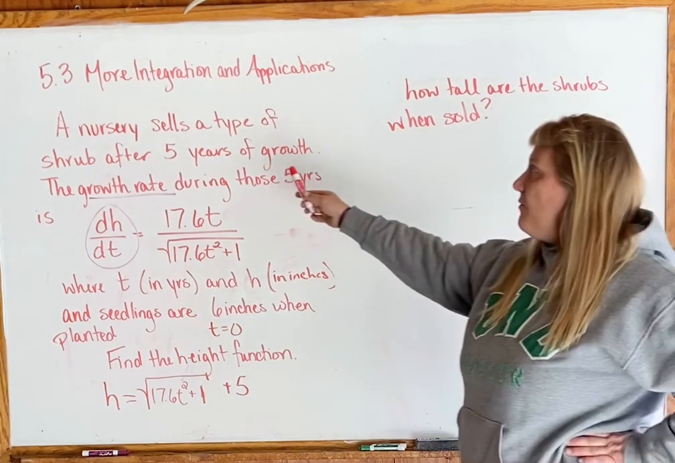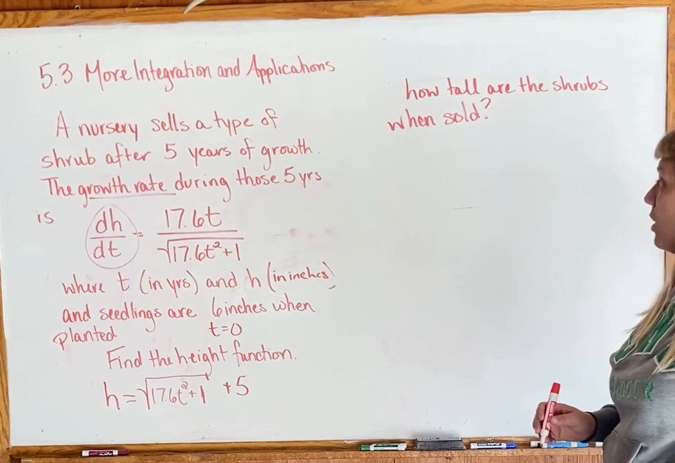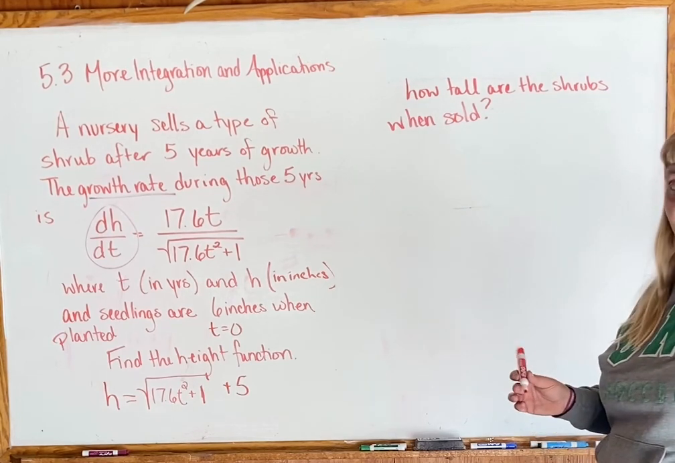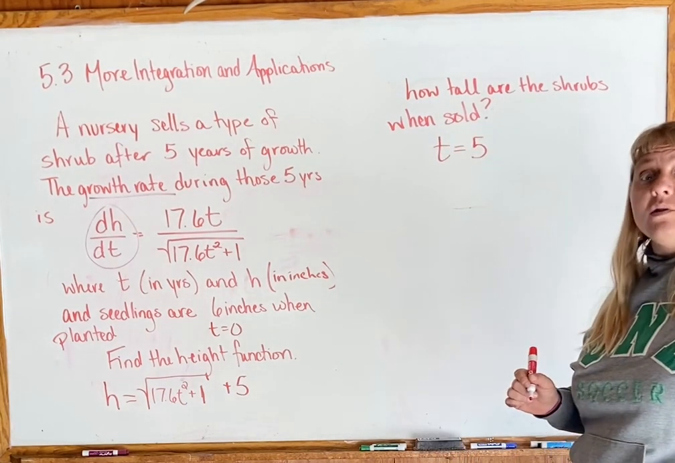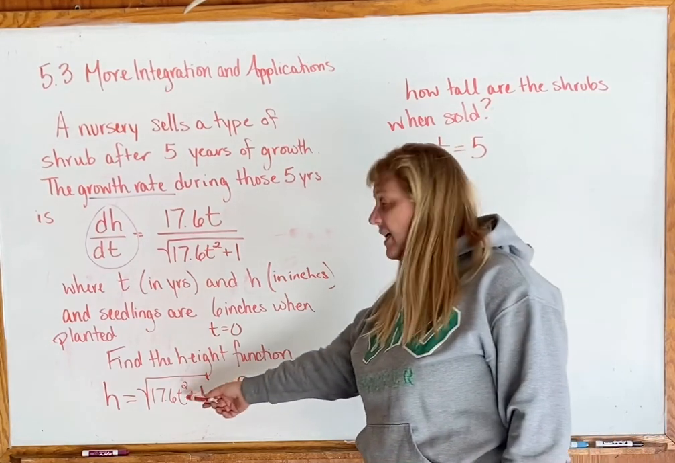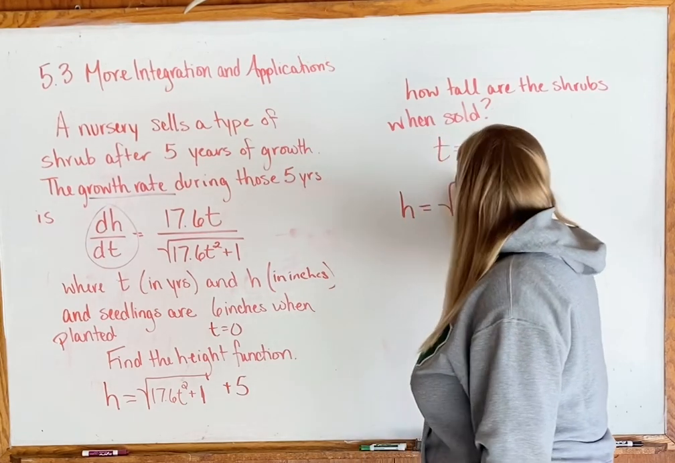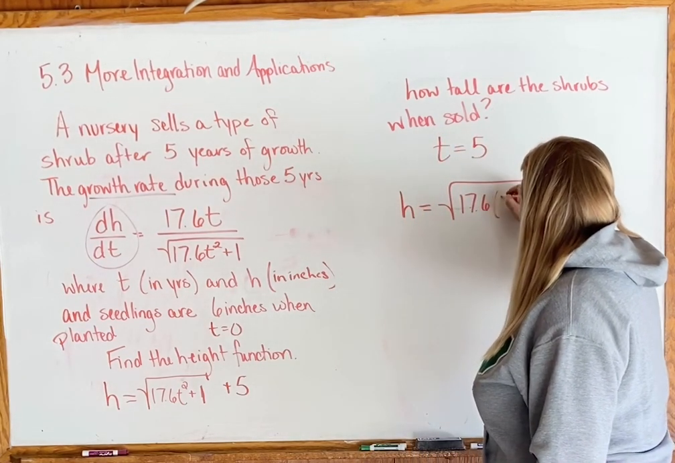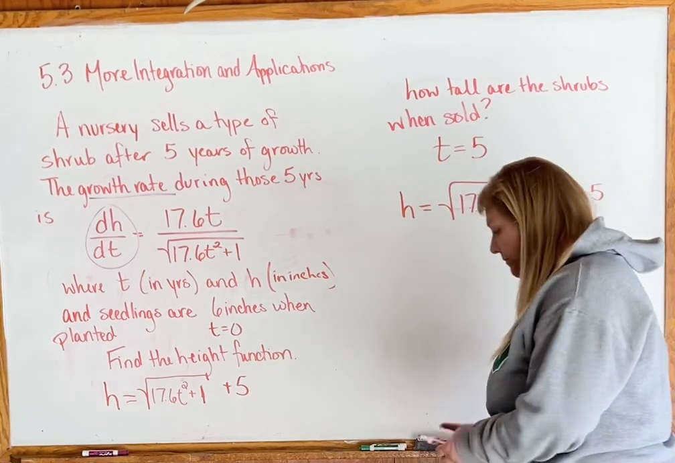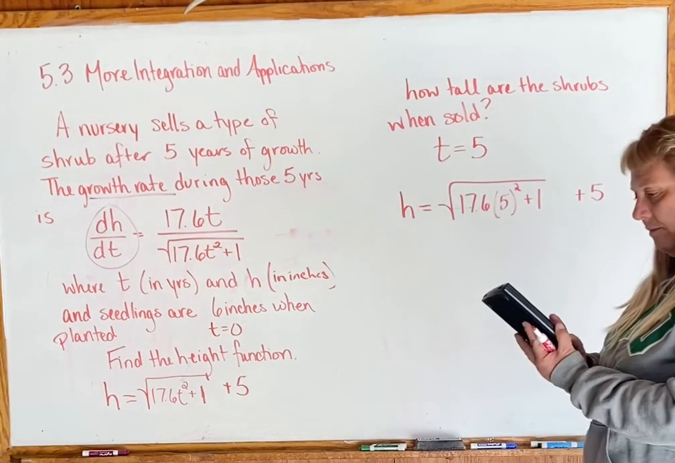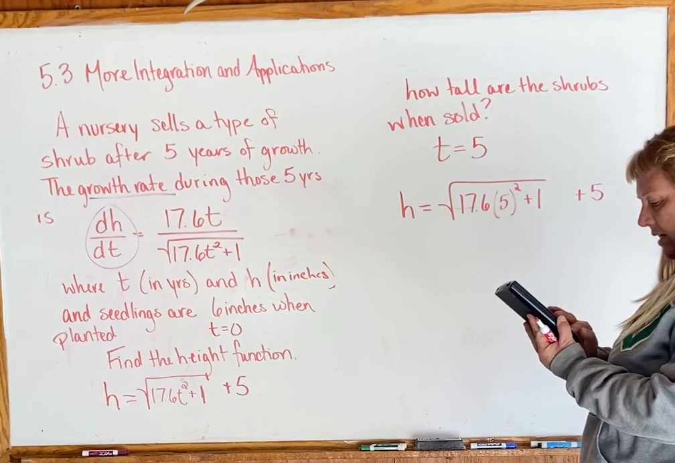Now remember that this was a 5-year process. They're going to sell the shrub after 5 years of growth, which means if we want to know how tall they are when they're sold, we want to know what the height is when t equals 5 years. So can we stick in 5 into our equation? H equals the square root of 17.6 times 5 squared plus 1, and then a plus 5 on the outside. Once again, back to the calculator. Square root of 17.6 times 5 squared.